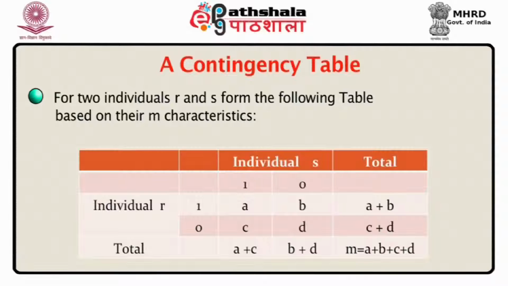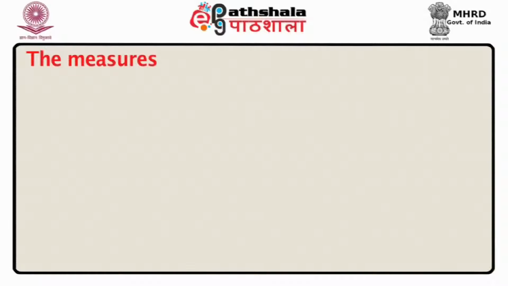Now, given this table, it's obvious that R and S match if we have 1 1 or 0 0. It's a wrong match if it's 1 0 or 0 1. So primarily the measures are based on this sort of matching. Now again, there are three types of measures that we can look at.